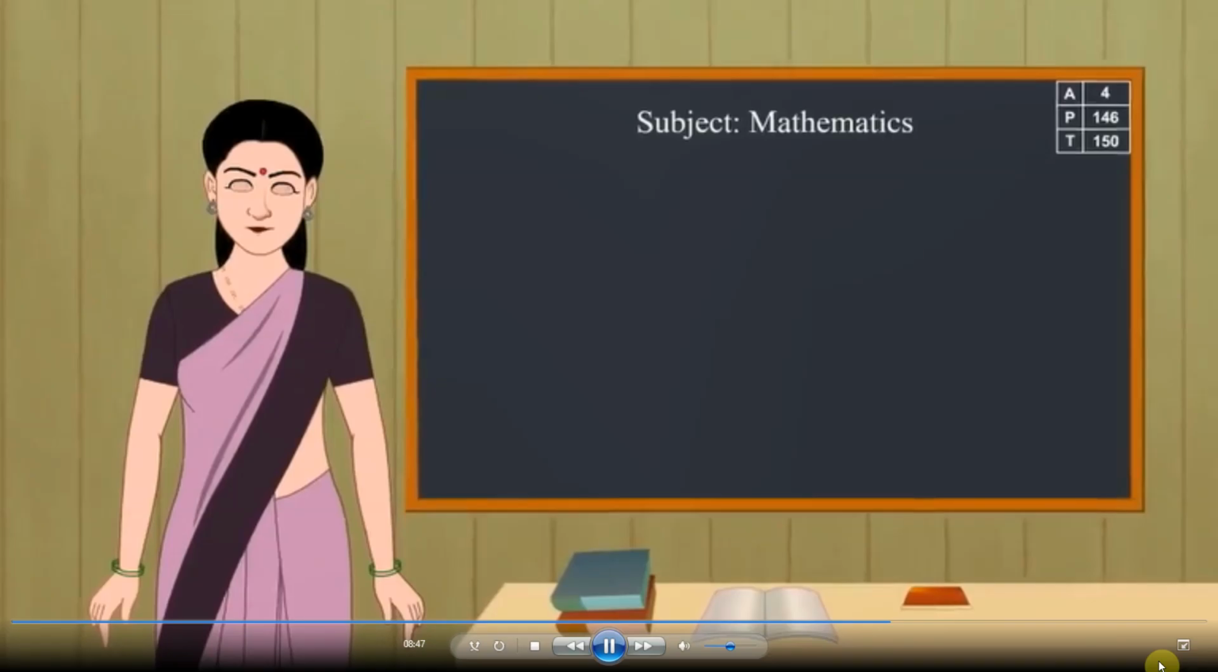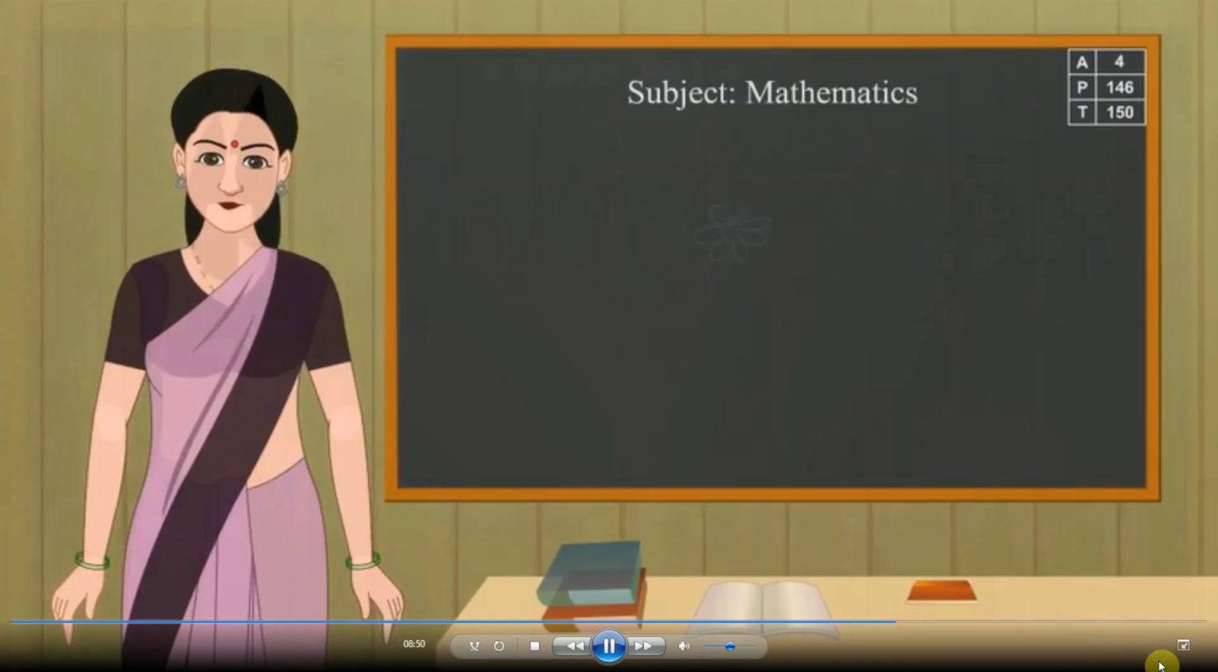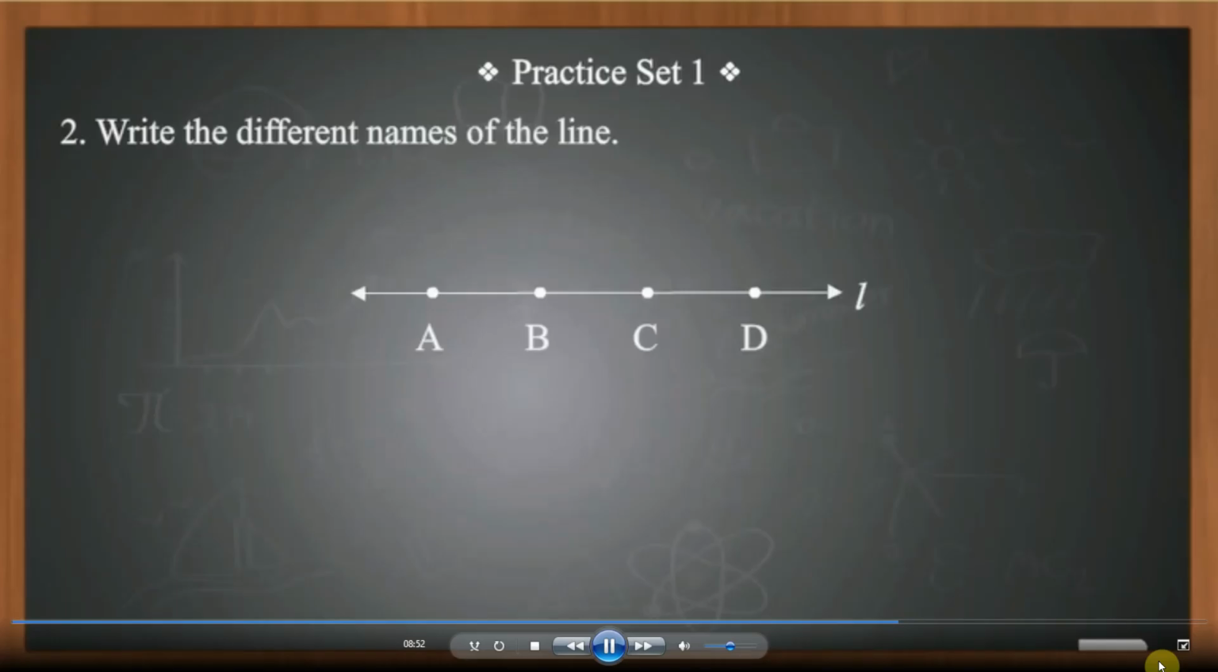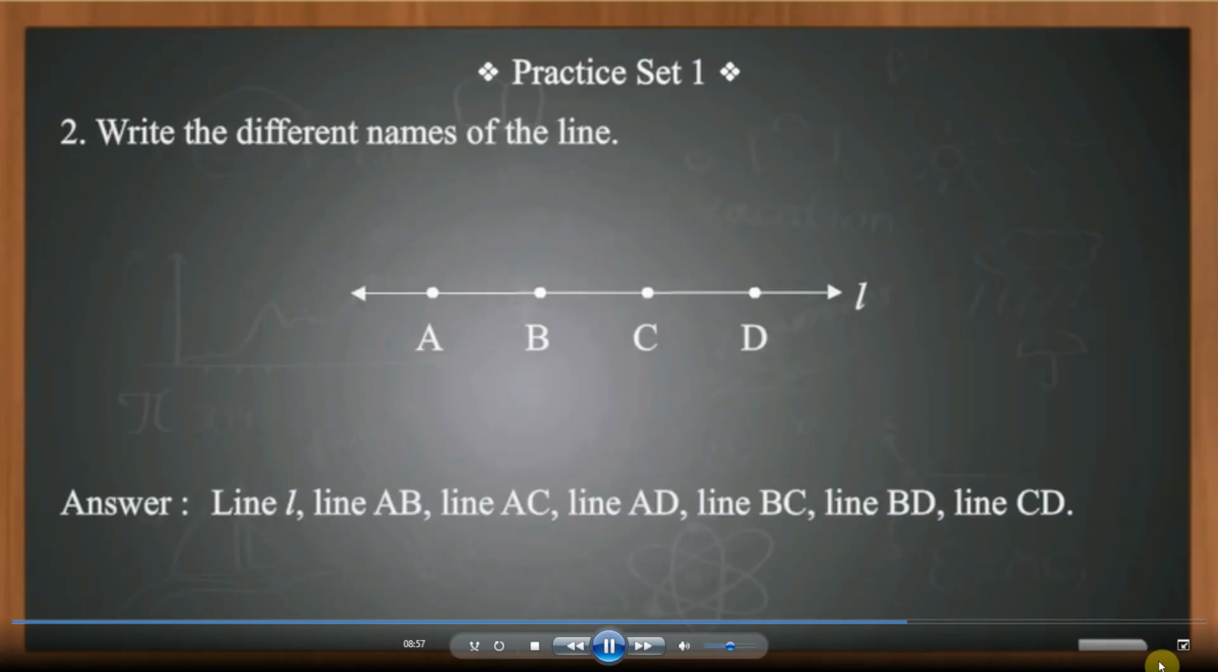Students, let's solve the second question of practice set 1. 2. Write the different names of the line. Answer. Line l, line AB, line AC, line AD, line BC, line BD, line CD.